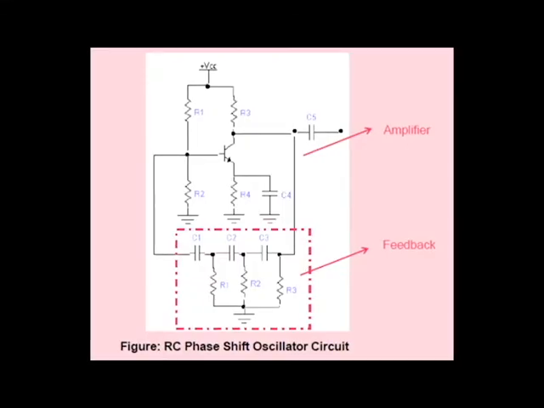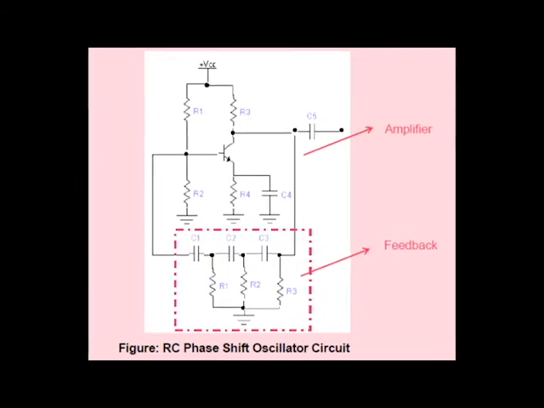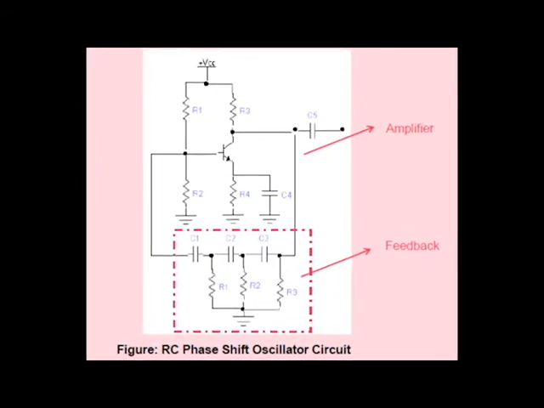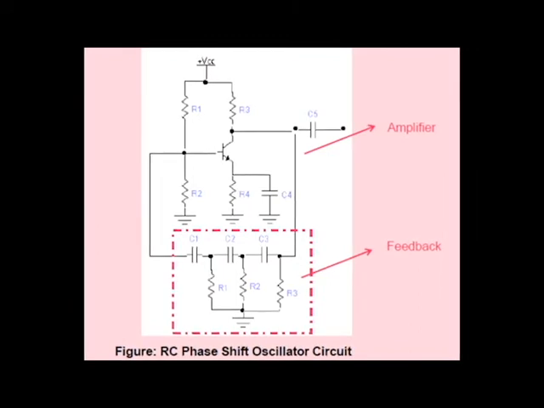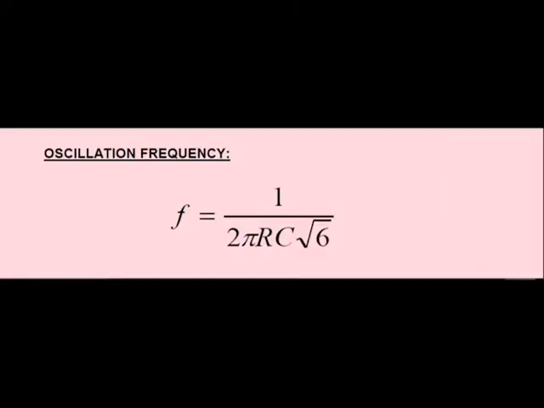Okay, so what is RC phase shift oscillator? Phase shift oscillator consists of an amplifier and a feedback channel with 3 RC circuits. This oscillator produces a sine wave output signal using regenerative feedback from the resistor capacitor combination. Okay, this is the circuit for RC phase shift. So you can see 3 resistors and 3 capacitors. And this is the formula: F equals 1 over 2 pi RC square root 6.